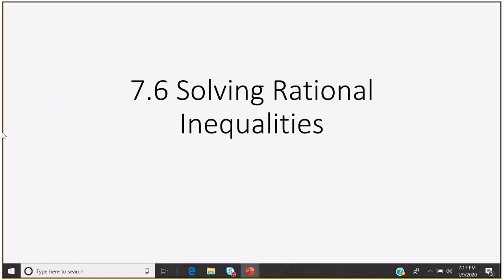Okay, 7.6, solving rational inequalities. This is the last section before the exam.